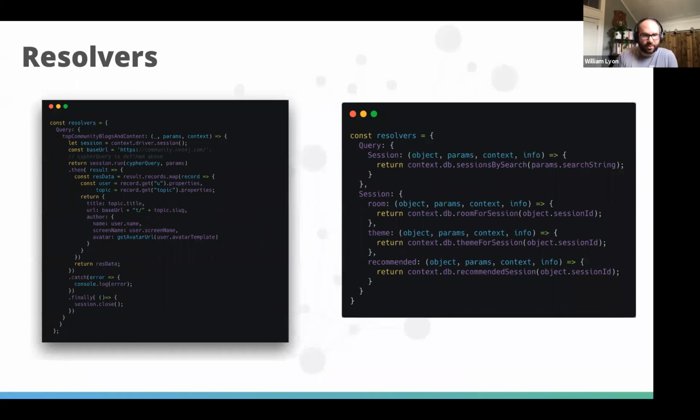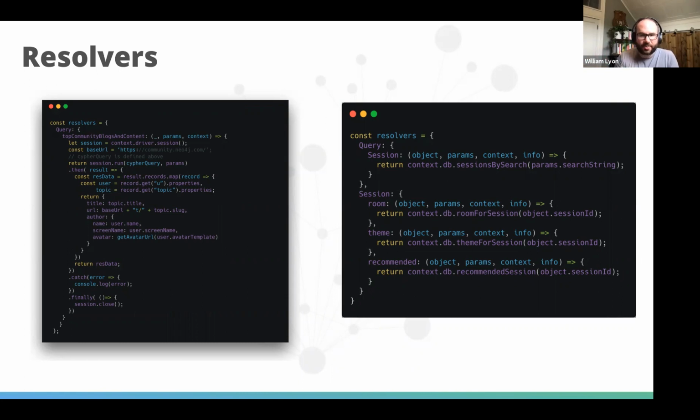Here are two examples. The one on the left is just a single resolver where we're querying a database and parsing the results and sending that back. But on the right, we have several different resolvers where we are calling an ORM type API. This is for a conference API where I have conference sessions that are in a room, they have a theme, and then I have recommended sessions. And these resolvers are called in a nested fashion.